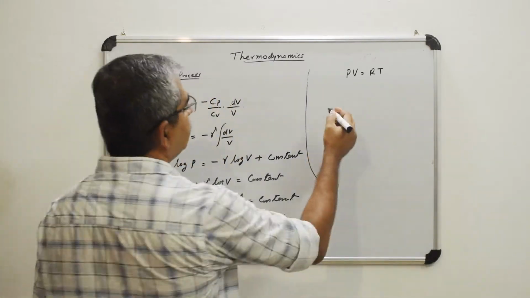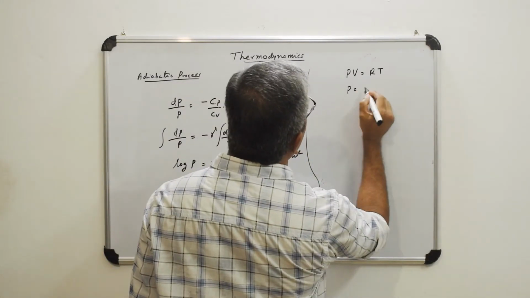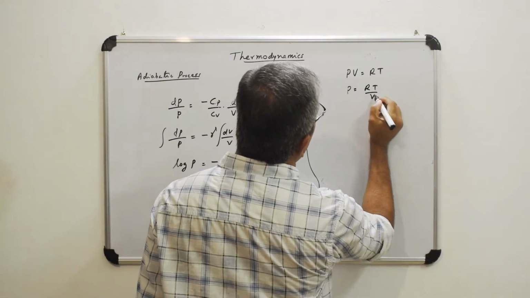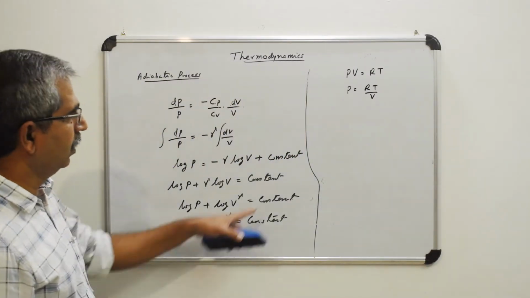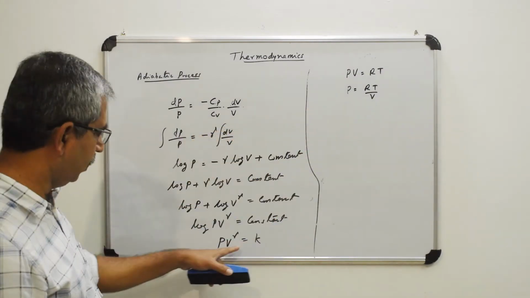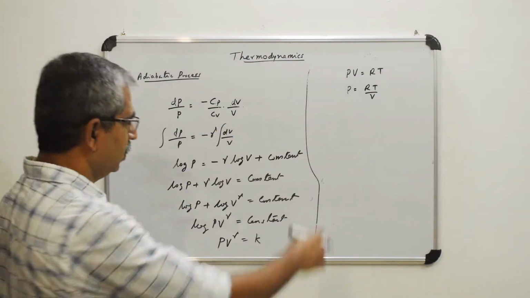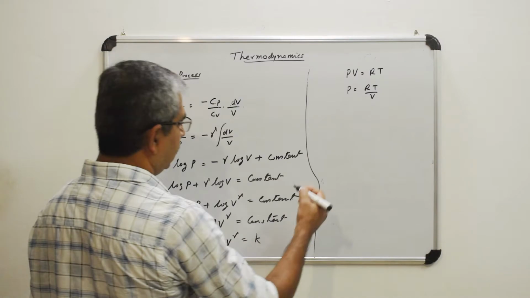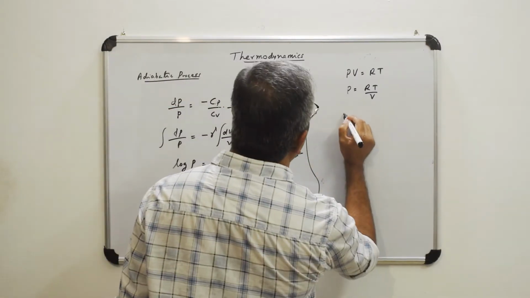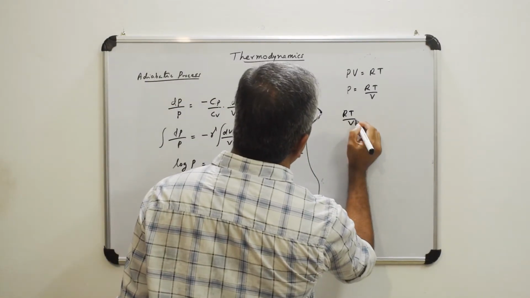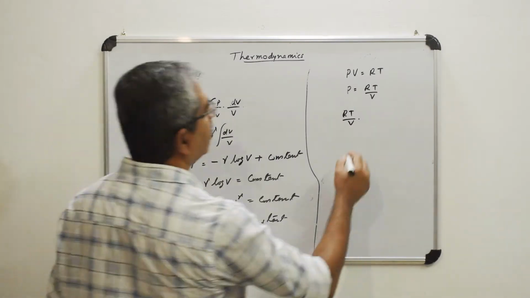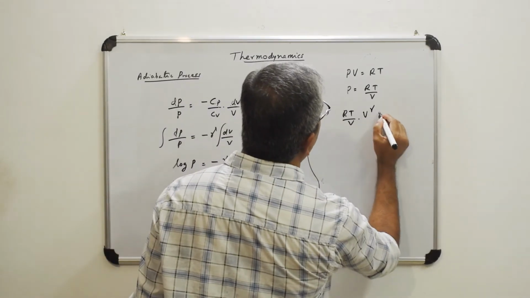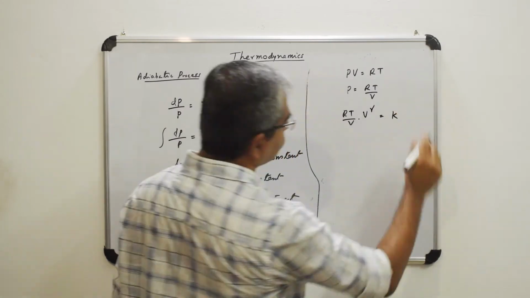So you can write P is equal to RT by V. Okay. So instead of this P, you can write RT by V is equal to a constant. So you can put the value here, that is RT by V into V raised to gamma, V raised to gamma equal to a constant.